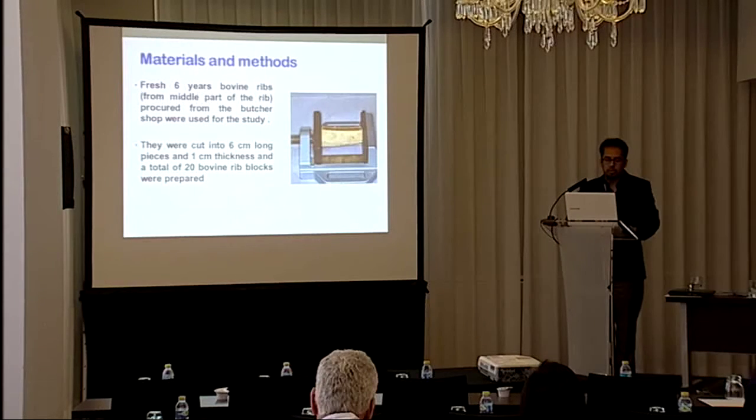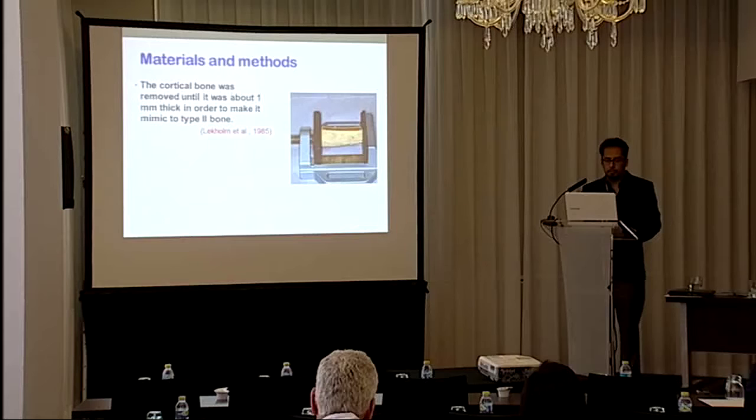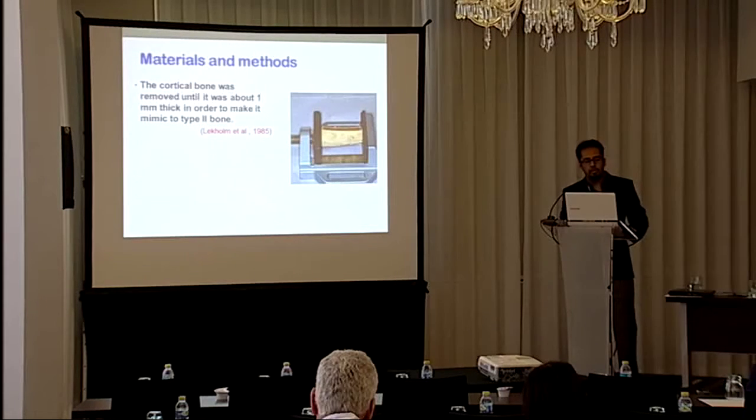Materials and methods: fresh 6-year bovine ribs from the middle part of the rib, procured from the butcher shop, were used for the study. They were cut into 6 millimeter long pieces and 1 centimeter thickness, and a total of 20 bovine rib blocks were prepared. The cortical bone was removed until it was about 1 millimeter thick in order to mimic type 2 bone.